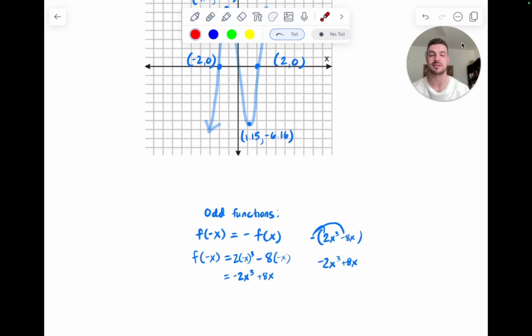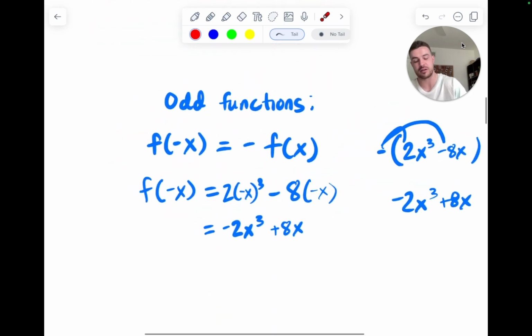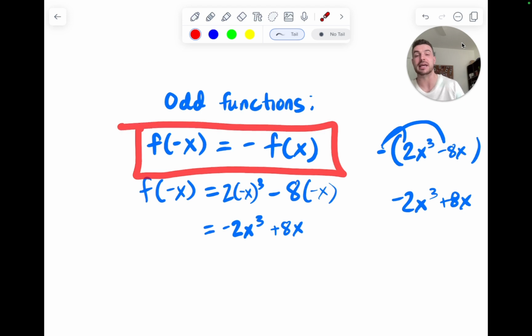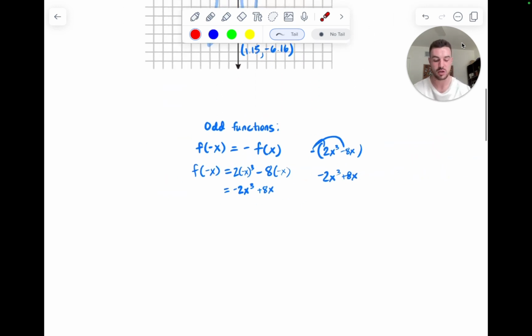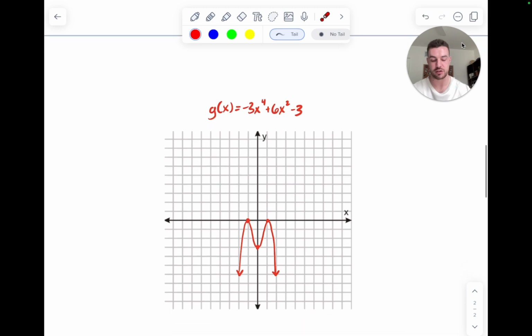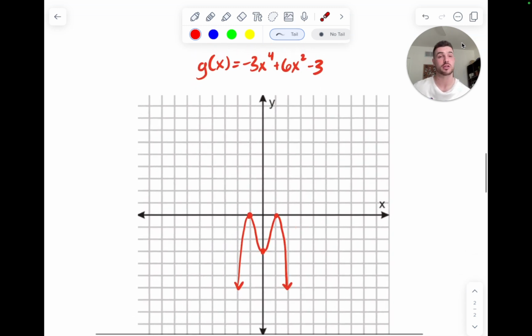That's what that means. And this is the real definition down here: if I plug in a negative x, I should get out the opposite of my original function. Now, we've got another type of function, and that is something we're going to look at next. So g of x is equal to negative 3x to the fourth plus 6x to the second minus 3.